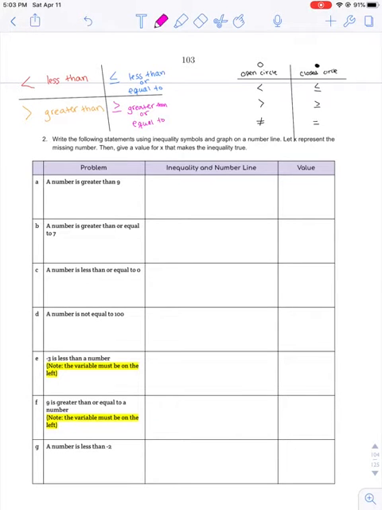Hi everyone, today we're going to do some practice with inequality word problems. Luckily they're all pretty simple and there's a lot less work to show than when we did word problems with equations. So I'm going to read the instructions to this page.